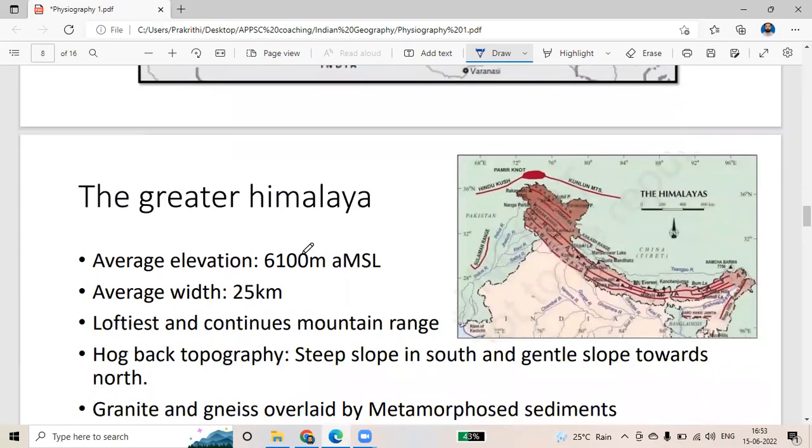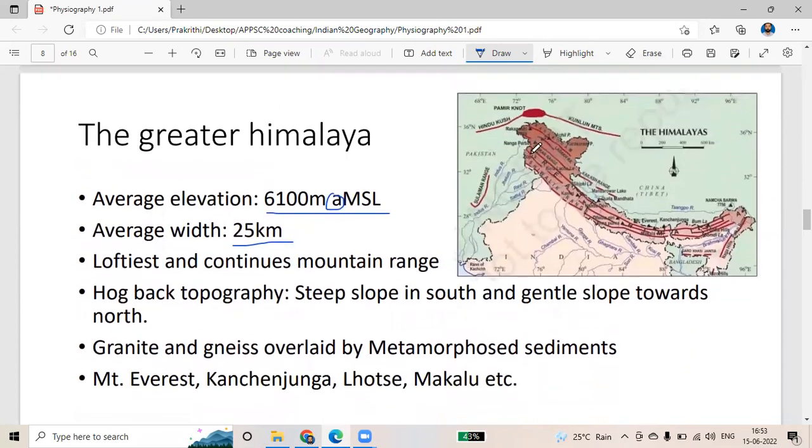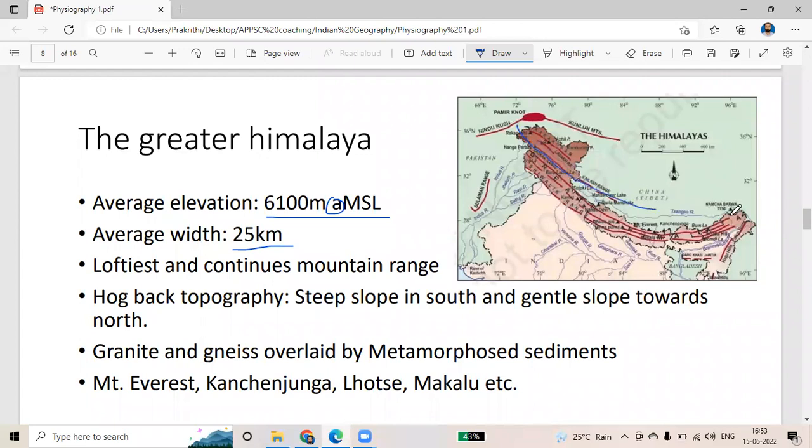तो अभी द ग्रेटर हिमालय, its average elevation is 6100 meter above mean sea level. मीन सी लेवल के 6100 मीटर के ऊपर है इसका एवरेज एलिवेशन. सो दिस इज द loftiest Himalaya, the tallest Himalaya is at this point, greater Himalaya, और इसका average width है 25 kilometer. I said in the western side it is 350 kilometer and in the eastern side it is 150 kilometer for the entire Himalaya, but the average width of greater Himalaya is 25 kilometer, और length बोलने से यहां से शुरू होकर यहां तक है, तो ऑलमोस्ट 2500 किलोमीटर इसका लेंथ है.